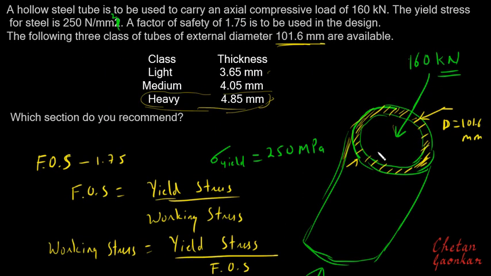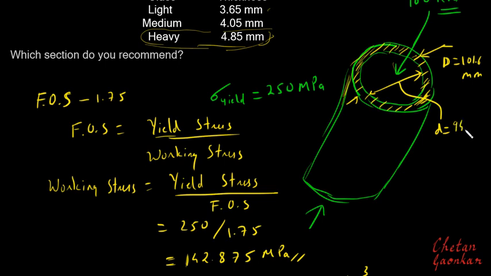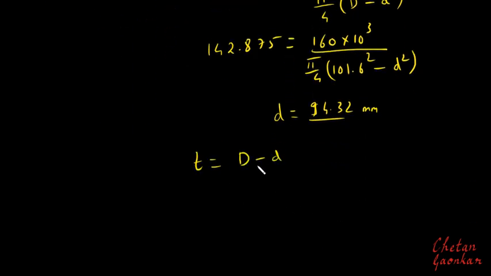So I got this small d, which should be 94.32 mm. So what about the thickness? If I subtract this small d from capital D, I will get one thickness this side and one thickness this side. So basically I will get two thicknesses. So to calculate thickness, I will have to divide capital D minus small d by 2. That is 101.6 minus 94.32 divided by 2.